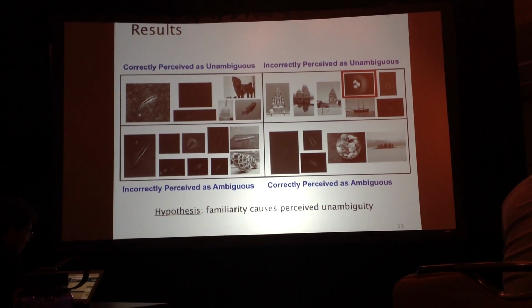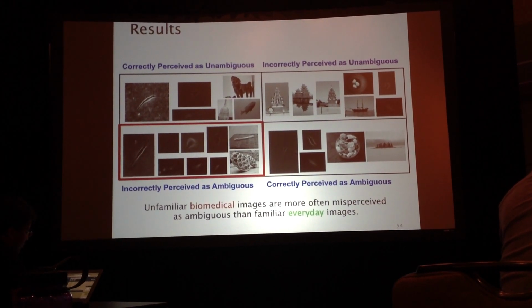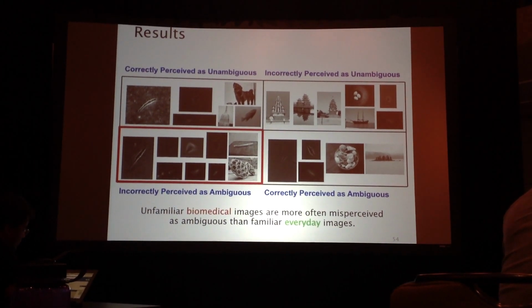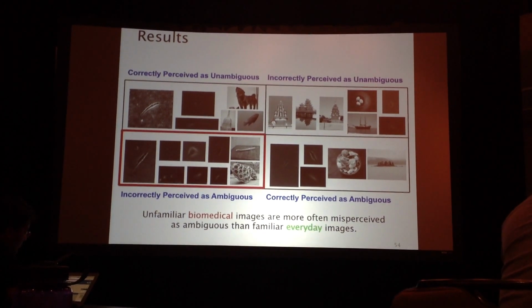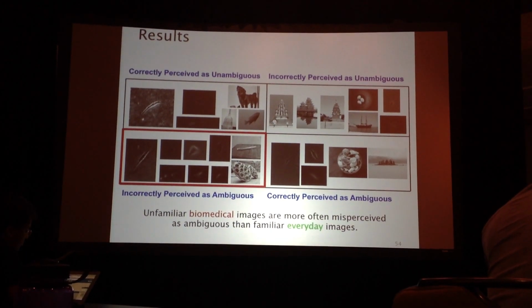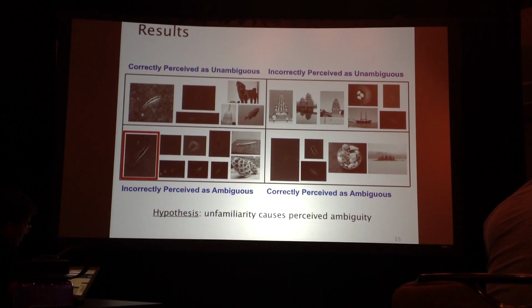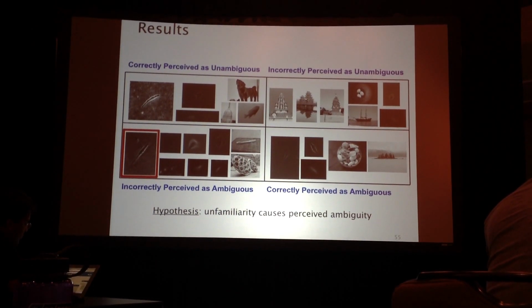We also found that when images are incorrectly perceived as ambiguous, unfamiliar biomedical images are more often misperceived as ambiguous than familiar everyday images. Why might this be? Well, we suspect that it's because the unfamiliarity is causing people to perceive ambiguity.